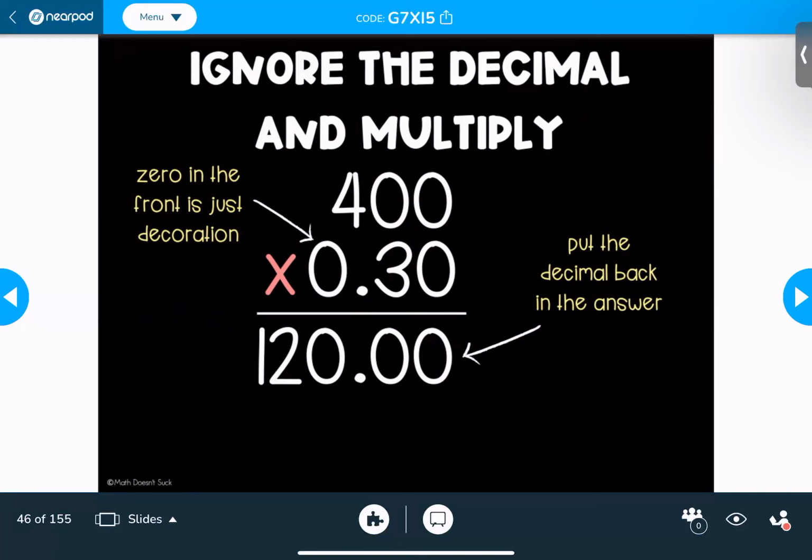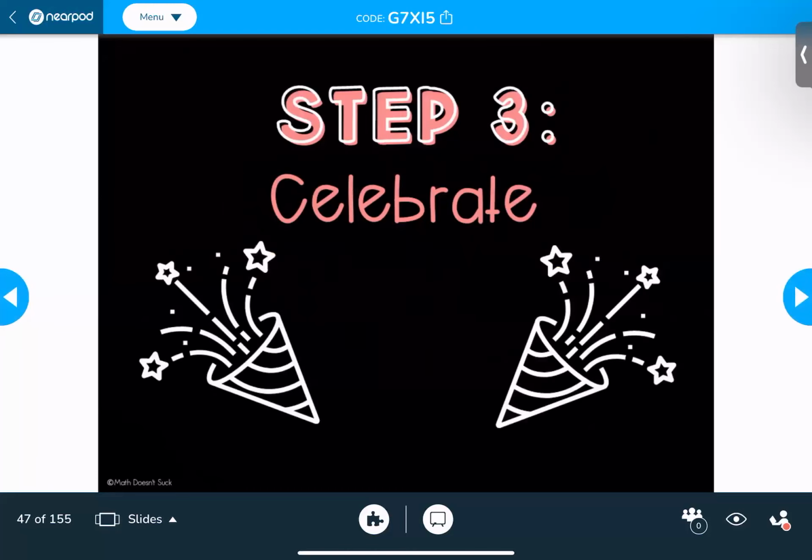12000, specifically saying that without place value because that's not our final answer. We need to put our decimal back in. Once we go back up to our question, we see that we have 2 digits behind the decimal place. So we need to make sure that our answer reflects that. And we also have 2 digits behind the decimal place. Final answer, 120. Obviously, as always, celebrate your successes.